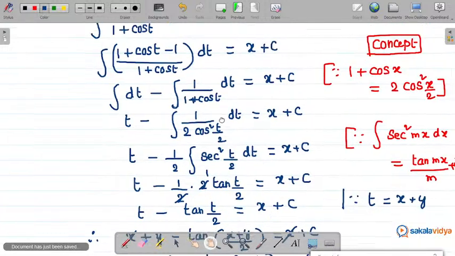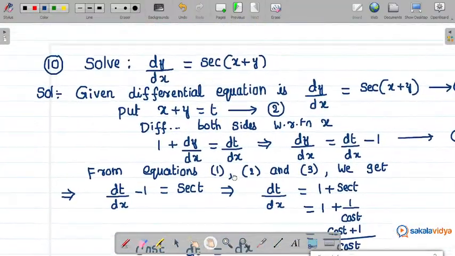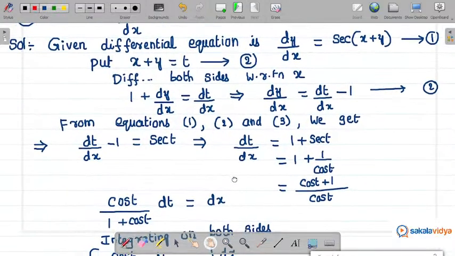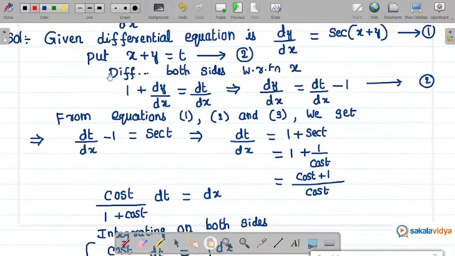See once again, the problem seems to be very simple, but actually here the mathematical manipulations are more, but it is a very easy problem, no doubt at all. Let me revise this question once again, don't worry. The given differential equation is dy by dx is equal to secant of (x plus y), say equation 1. Put x plus y is equal to t, this is equation 2. Differentiate both sides with respect to x. So 1 plus dy by dx is equal to dt by dx. Now dy by dx is equal to dt by dx minus 1, this is equation 3.